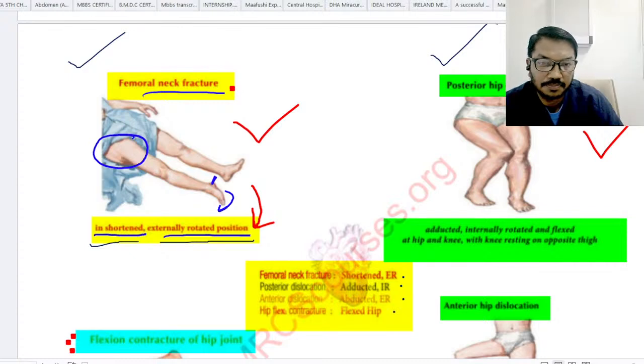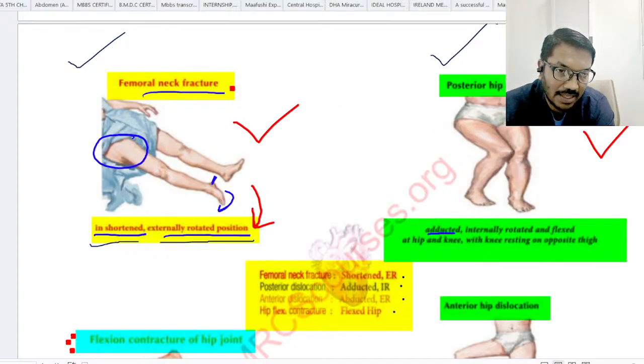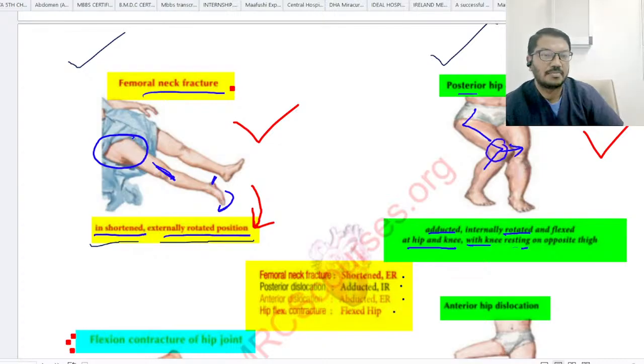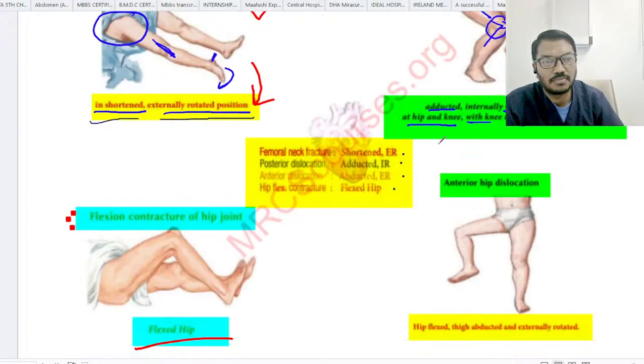Next fracture. Now, posterior hip dislocation. It is adducted, with internal rotation. In femoral neck fracture the knee will be extended with the leg laterally rotated, and in posterior hip dislocation it is adducted, internally rotated, and flexed at the hip and the knee, with the knee resting on the opposite thigh. So this is posterior hip dislocation.